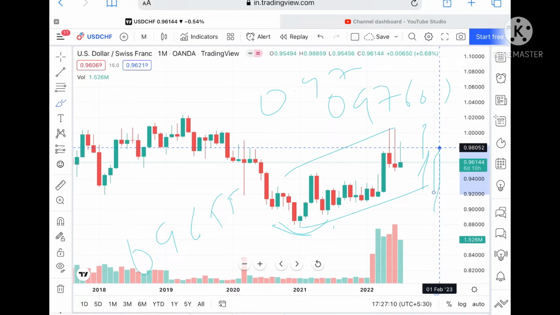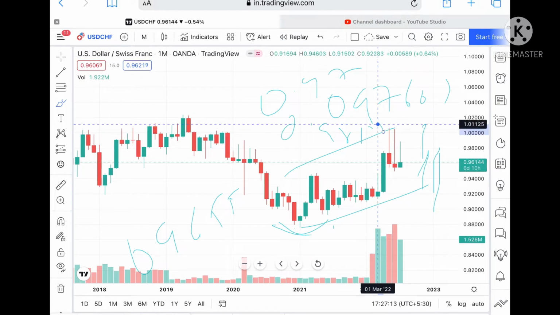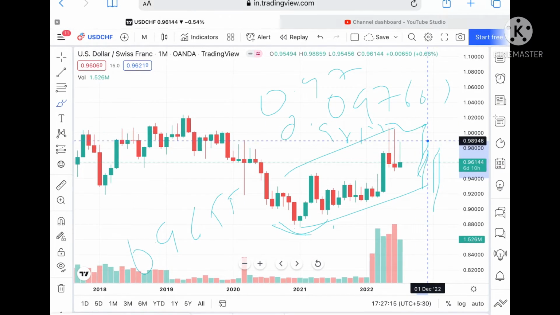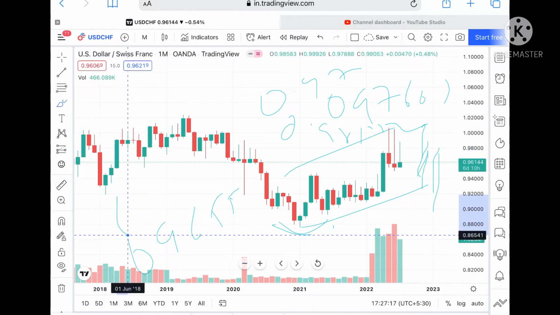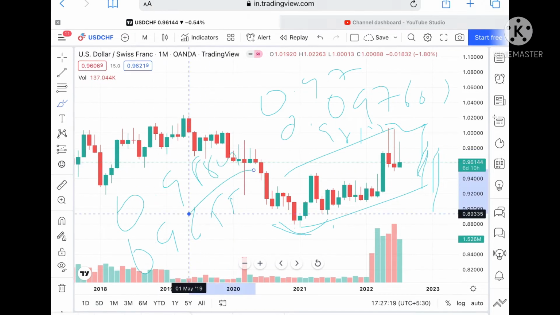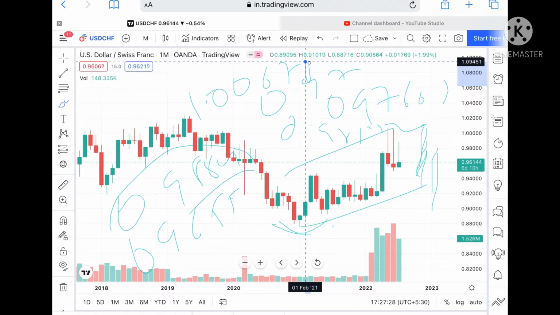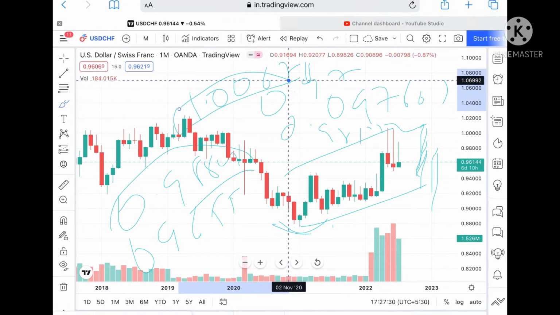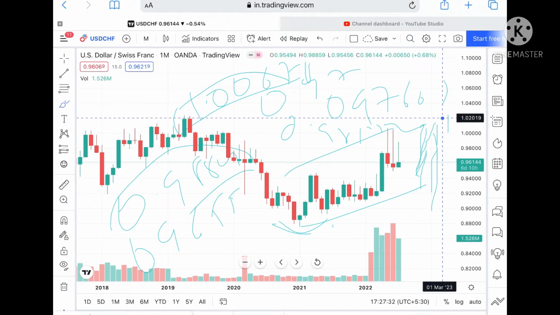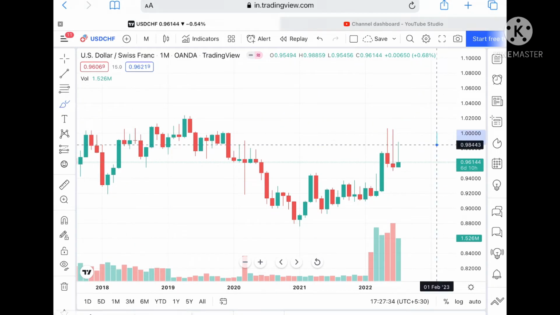Suppose the price sustains above that level, then from there we can see a level of 0.98052. Suppose the price goes above that level, then it can touch a level of 0.99082, and from there a level of 0.9880. Suppose that level also sustains, then it can go further upside towards a level of 1.0067, and from there it can move to a level of 1.02019.